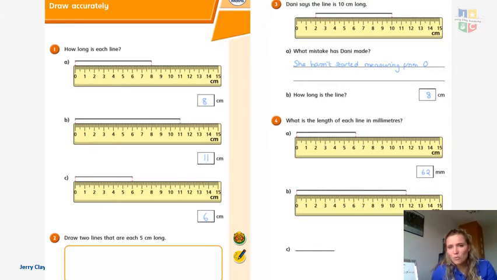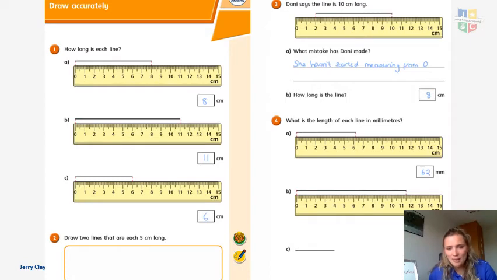For number 4, what is the length of each line in millimetres? So again, just like we've just done, find the whole number of centimetres, which is 6. There are 2 extra millimetres, and obviously in 6 centimetres there are 60 millimetres. Add your 2, which is 62.